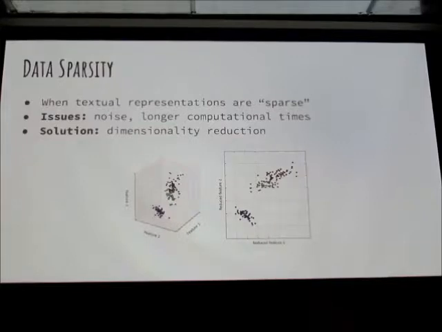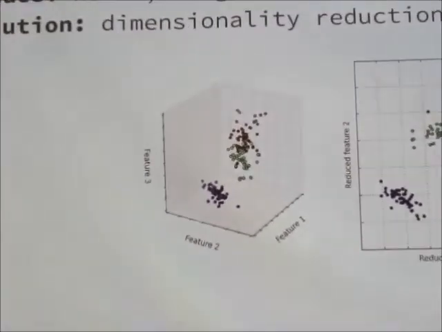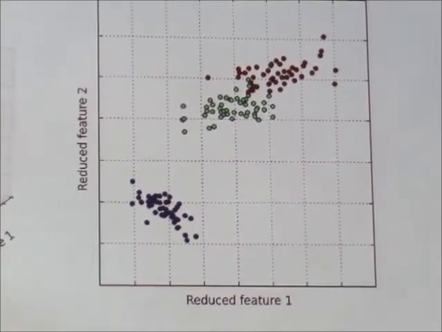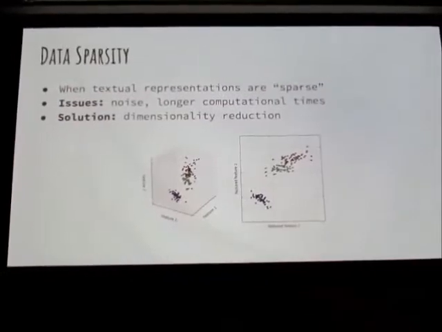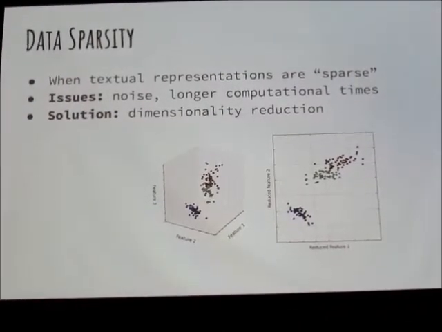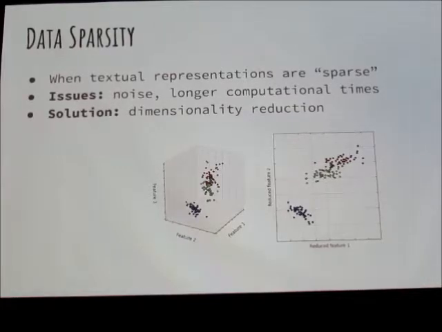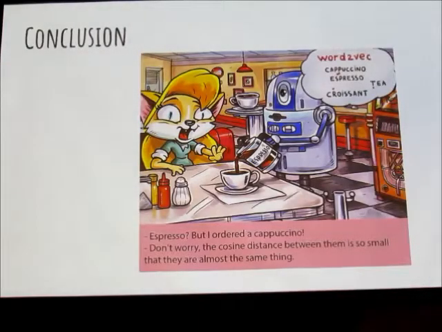And when our textual representations are sparse, this can add noise, which will deter our models, and it means longer computational times. The solution to this is to use dimensionality reduction, otherwise known as figuring out which features are important and throwing everything else out. Dimensionality reduction techniques are usually rooted in linear algebra. We can use, for example, singular value decomposition to pick out the most important features and throw out the rest. All in all, our understanding of language, what researchers have done with word embeddings, it's great, but there's a lot more room for improvement. And here's a funny comic to conclude my presentation.